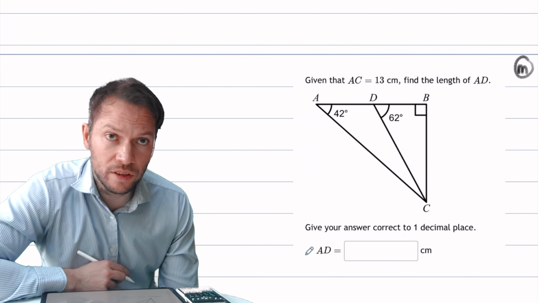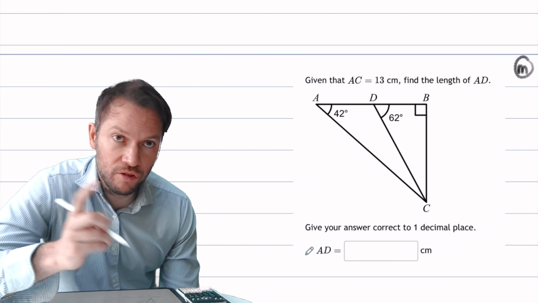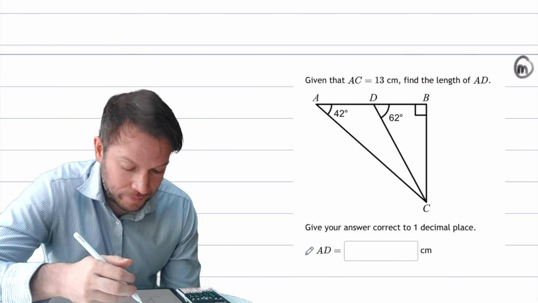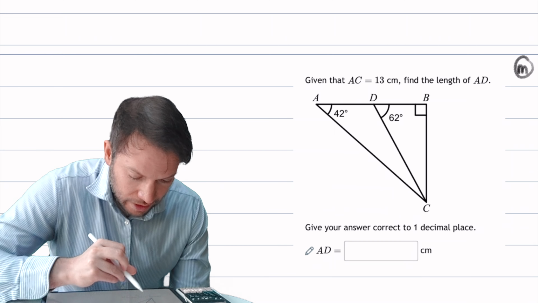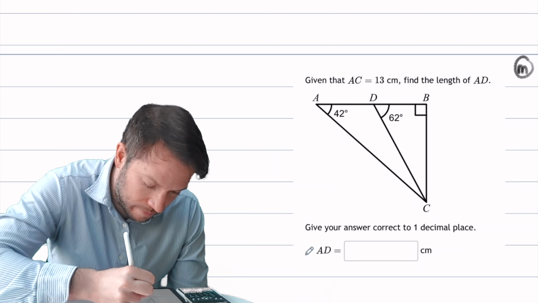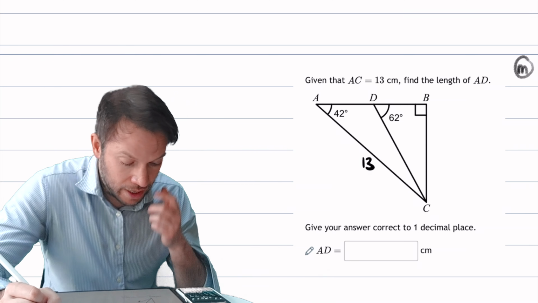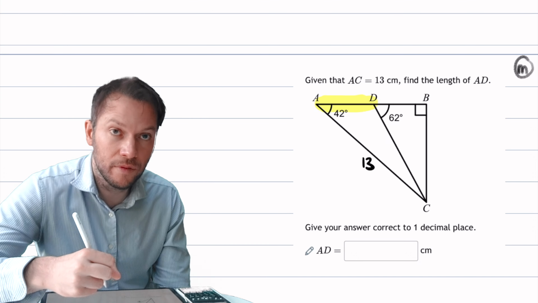Hi, in this video we're going to find an unknown length when we've got one triangle inscribed inside another. Now, let's look at this diagram. We've got AC is 13, so I can put that on here. AC is 13 centimetres, and we need to find the length of AD, which is this length here.